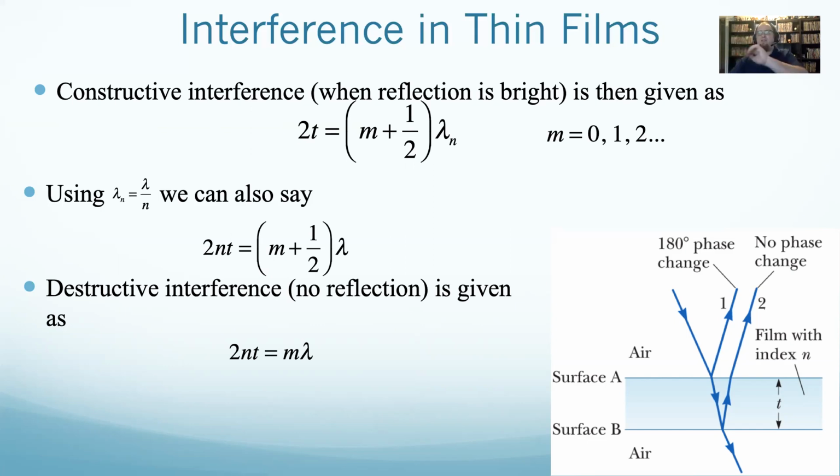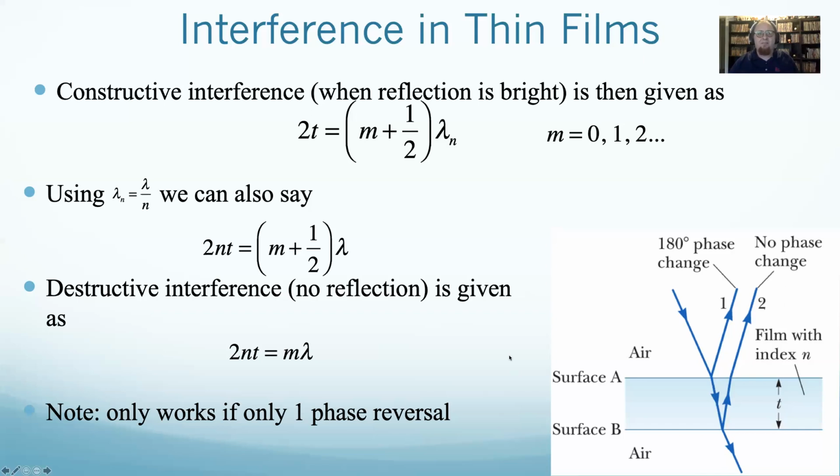But I've got to be careful. This equation assumes only one phase reversal. This says I'm going from a low value to a high value to a low value of n again. But what if this air here wasn't air but was something with an even higher value of n? Then this would all get messed up.